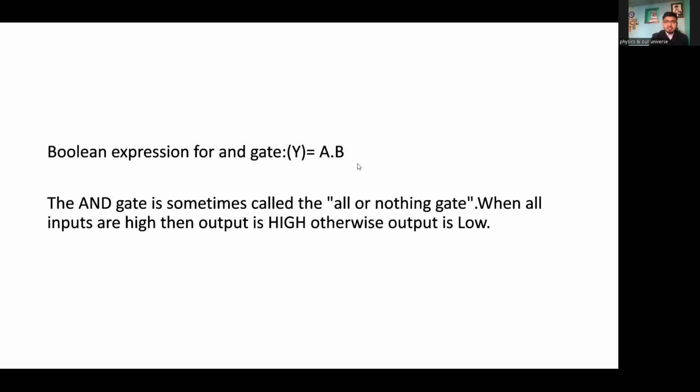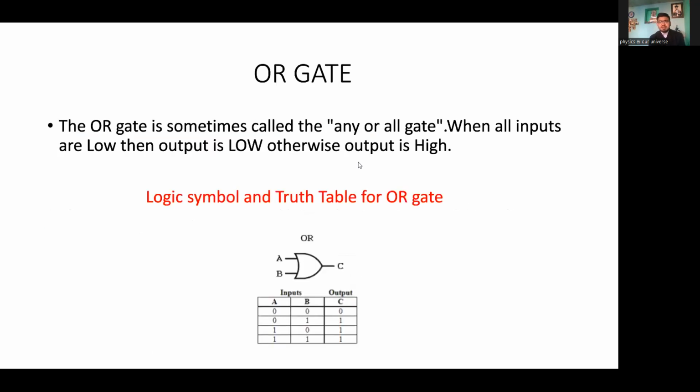Another gate is the OR gate here. The OR gate is sometimes called the any or all gate. When all inputs are low, then the output is low. Otherwise the output is high.